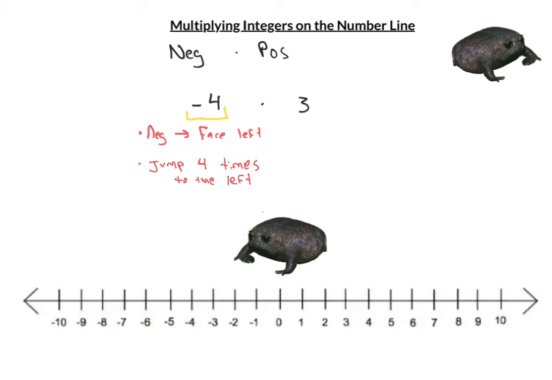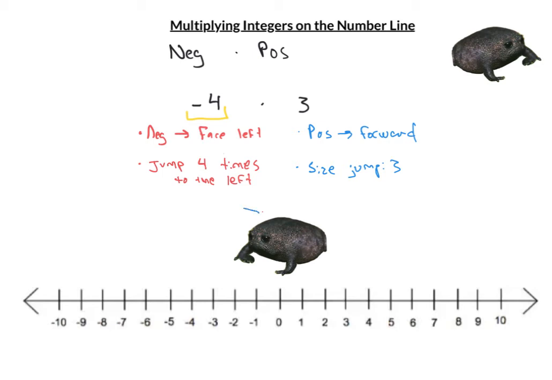And then our second term is a positive 3. So that positive 3 means that we are going to jump forward because it's a positive. And since it's a 3, that means the size of our jump is 3. Okay, let's go ahead and jump our sad little frog.